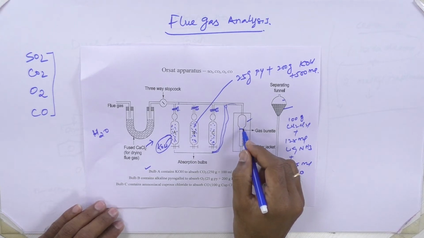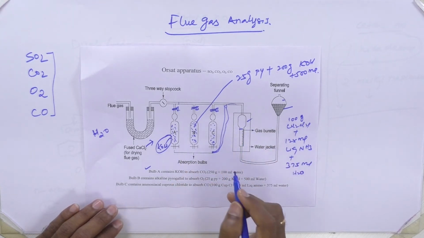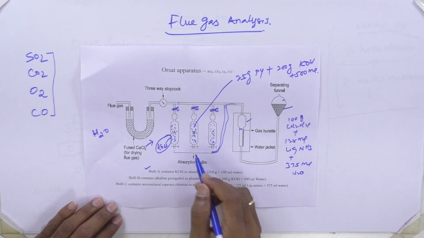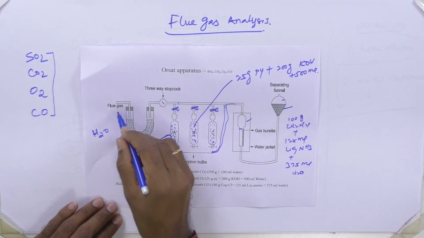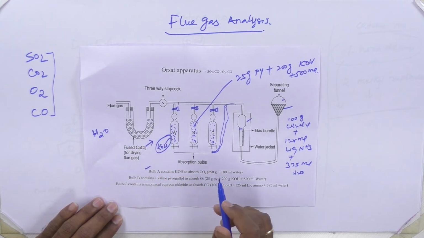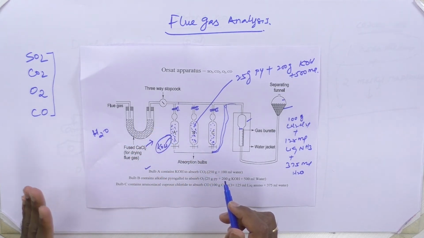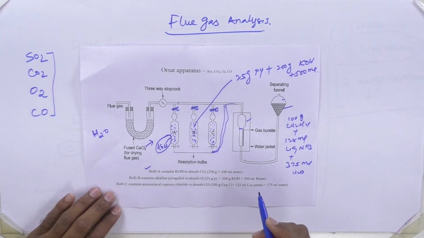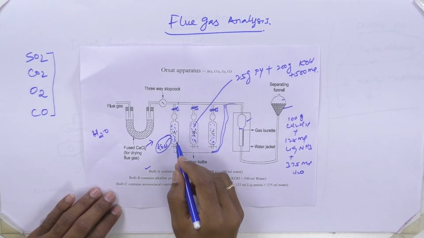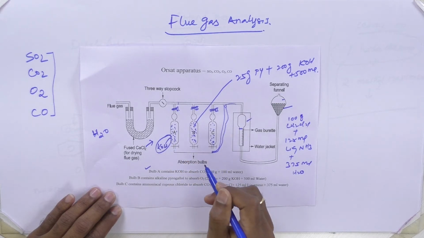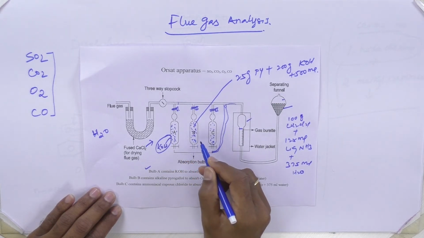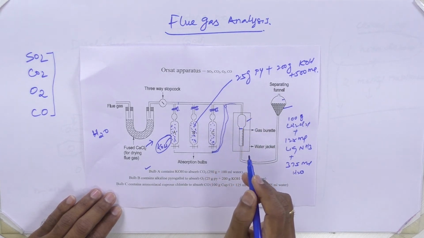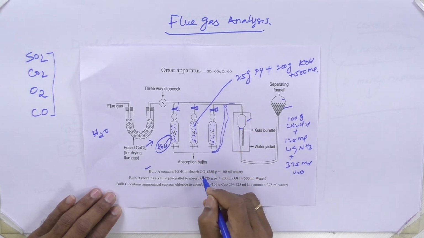The water level will be changing based on the quantum of carbon dioxide available in the flue gas material. Basically, the gas will be circulated here and there to absorb all the CO2 molecules. Once all the CO2 is absorbed by this alkaline material, the CO2-free gas is allowed to pass through chamber B, where we have alkaline pyrogallol, highly concentrated pyrogallol.